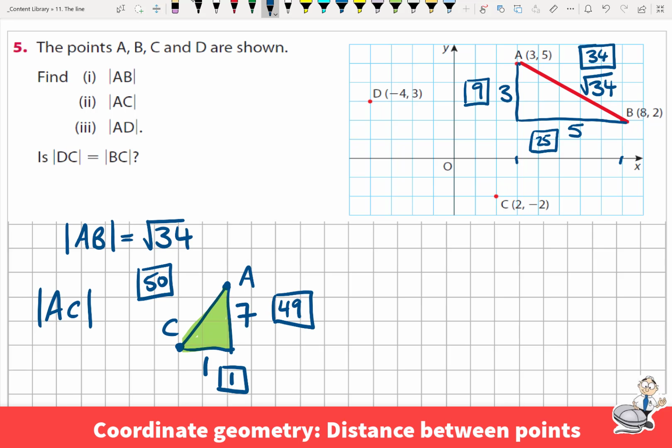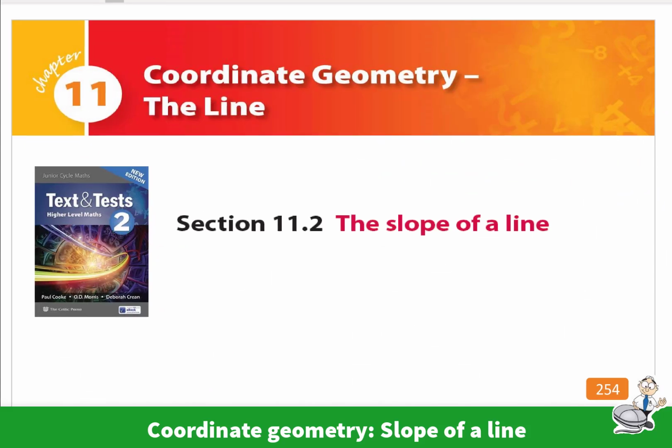Now again, if I type the square root of 50 into the calculator, it tells me 5 root 2. So this is the square root of 50 if you want. So the answer to this question is AC is equal to the square root of 50, which is equal to 5 root 2.